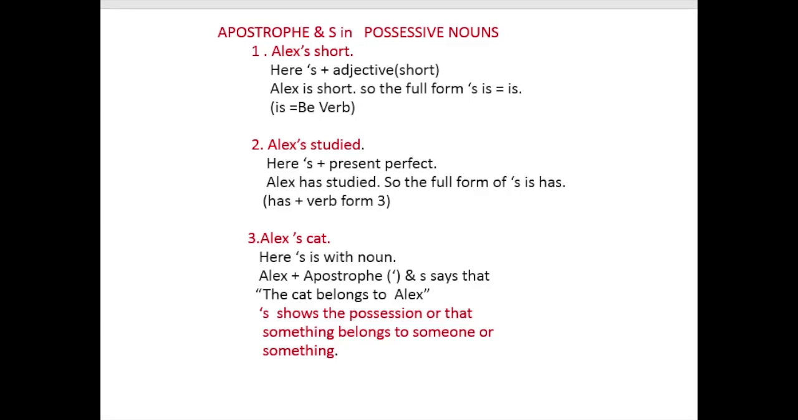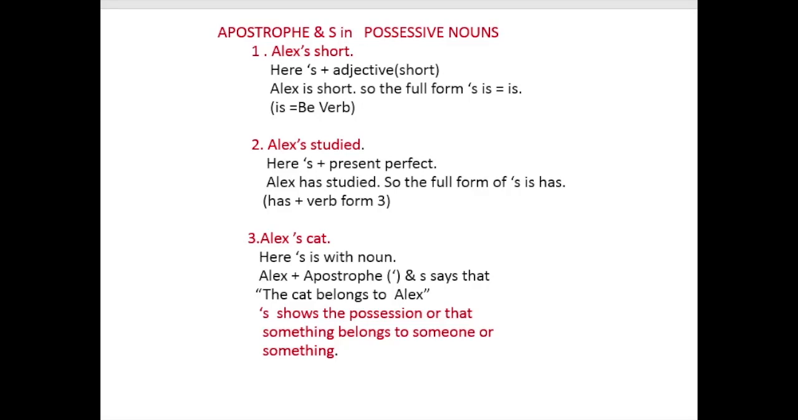Here we are going to see three different sentences. Sentence 1 is Alex's short. Second is Alex's studied. Sentence 3 is Alex's cat. Sentence 1: Alex is short. Here apostrophe S is with an adjective, that is short. Alex is short. So the full form of apostrophe S is "is". Is is a be verb.